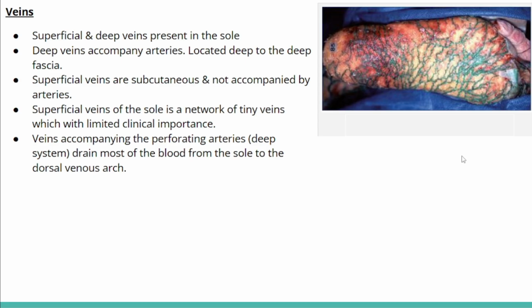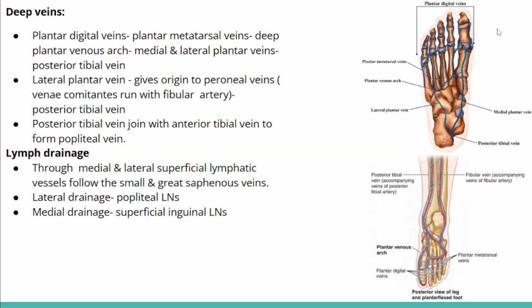We can discuss veins as superficial veins and the deep veins in the sole. Deep veins usually accompany arteries and are located deep to the deep fascia. The superficial veins, which are located subcutaneously, usually do not accompany arteries, and when it comes to clinical importance, they have very small clinical importance, so in depth we are not going to discuss. Usually superficial veins of the sole are arranged as a tiny network of veins. Now the veins of the sole accompanying the perforating arteries drain most of the blood from the sole to the dorsal venous arch.